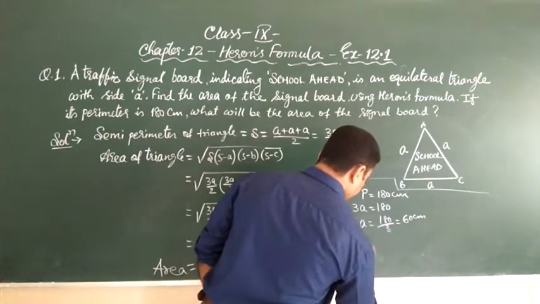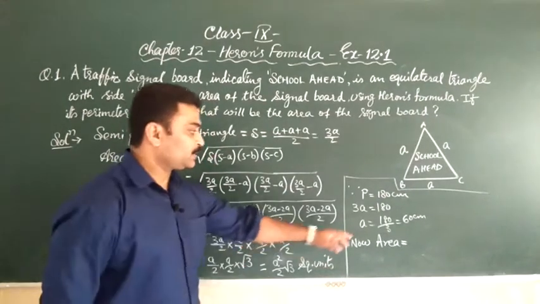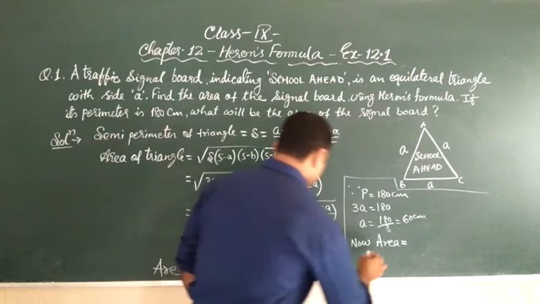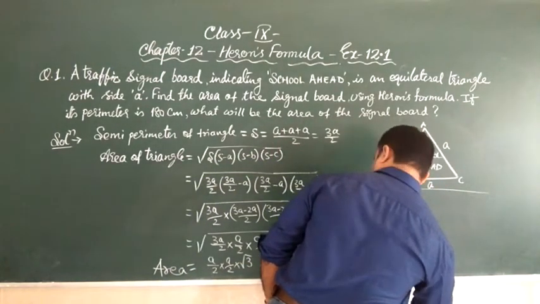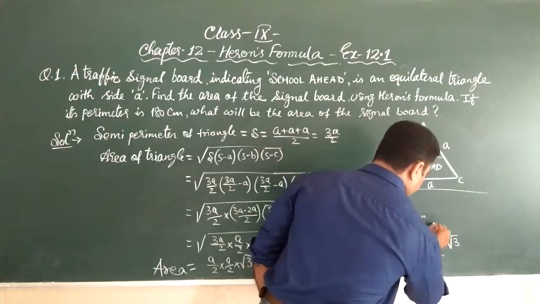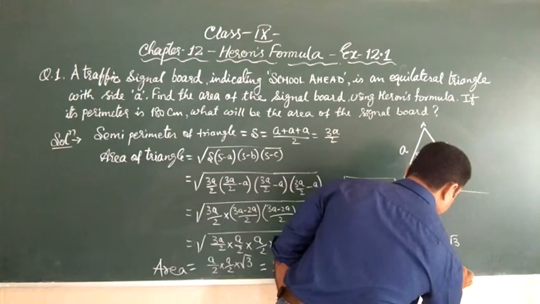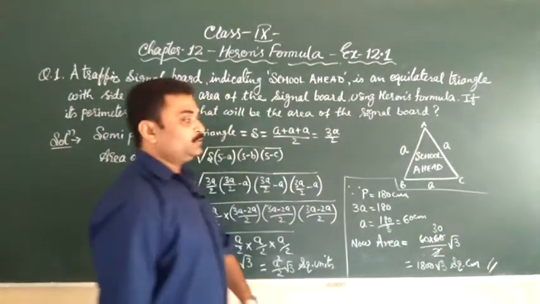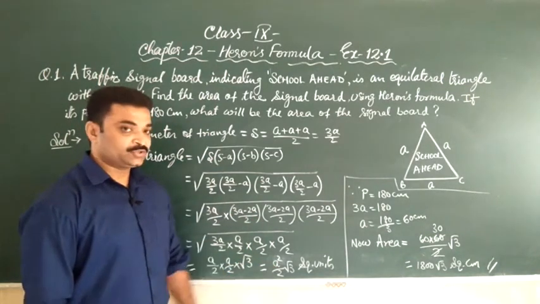Now we put the value of A in the area formula. Then area is equal to A square, that is 60 into 60, upon 4 root 3, which is equal to 900 root 3 square centimeter. Clear students? So pause the video to note this down. We will proceed to the next question.